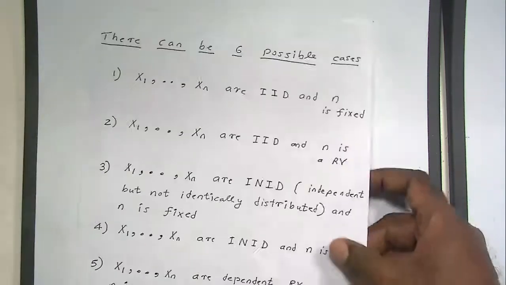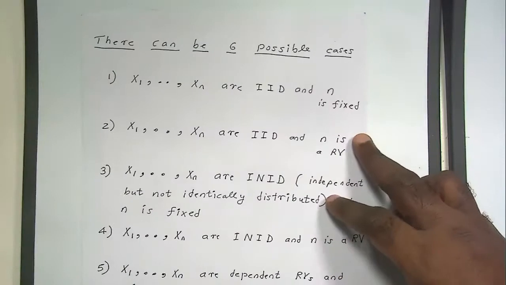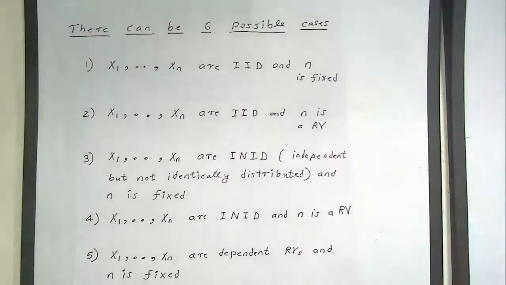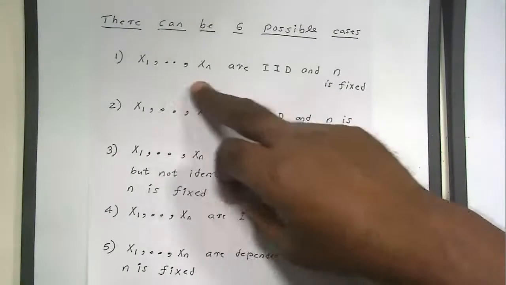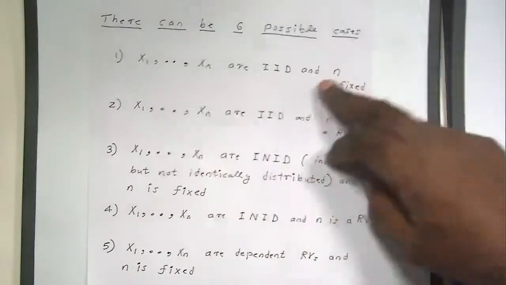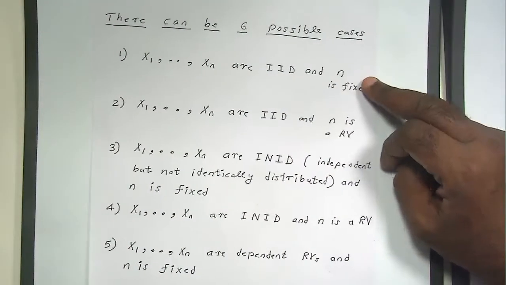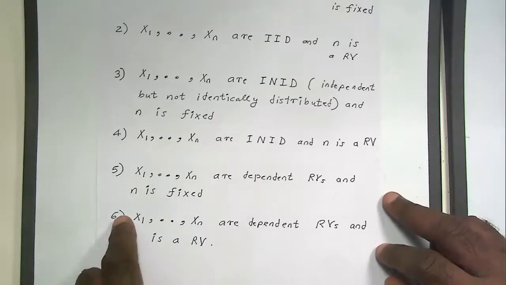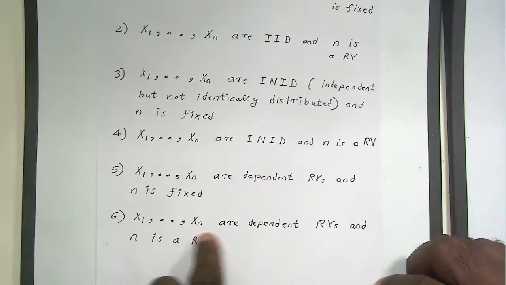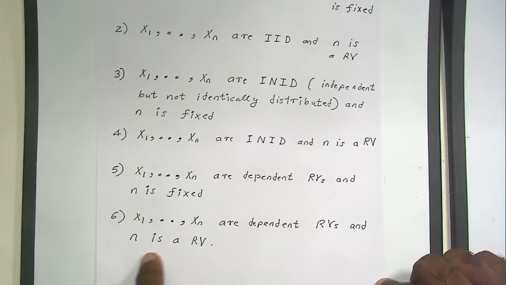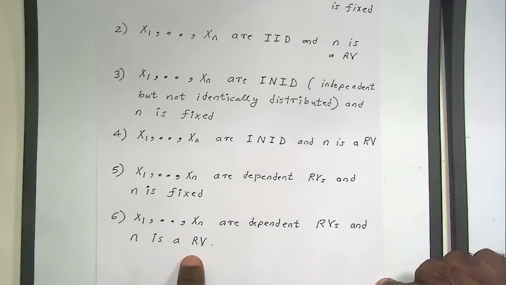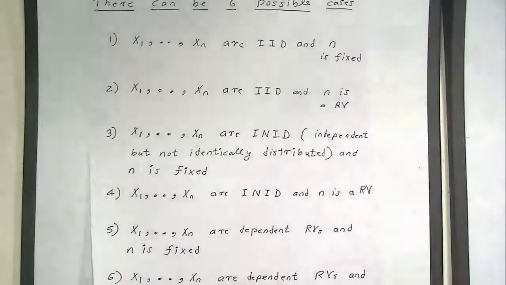Then I talked about how there are 6 possible cases in reality, and the 6 cases are these ones here. The first case is where the losses are IID random variables and n, the number of investments, is fixed, and so on. And the last case is where the losses are dependent random variables and the number of investments is a random variable. There are 6 cases to consider.